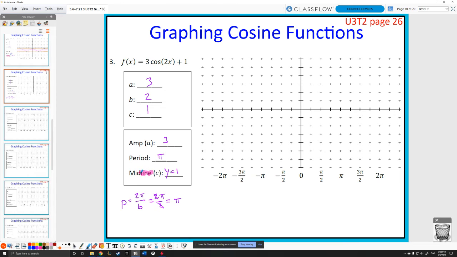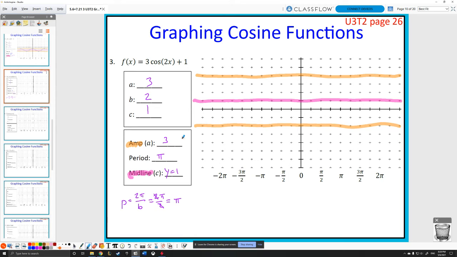So again, let's just go ahead and do what I know. My midline is y equals to 1. My amplitude is 3. So 1, 2, 3 above. And 1, 2, 3 below. Start at my max at 0. But my period is pi, meaning I have to end at pi.